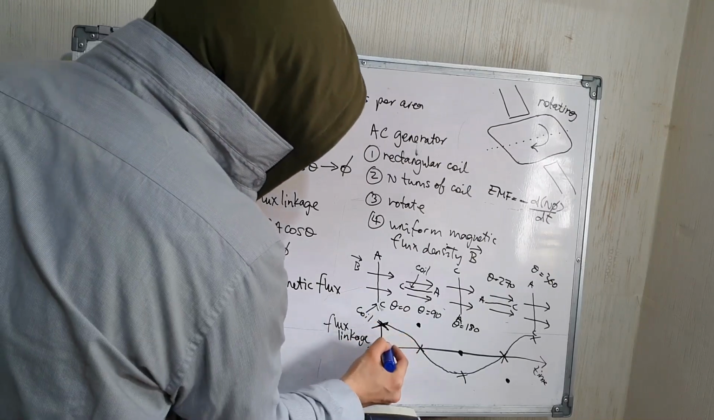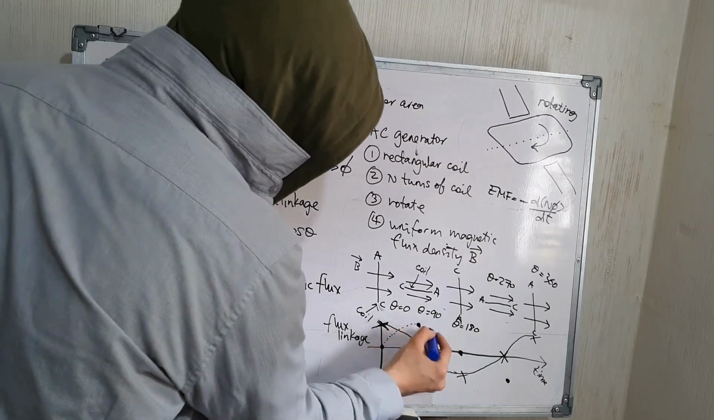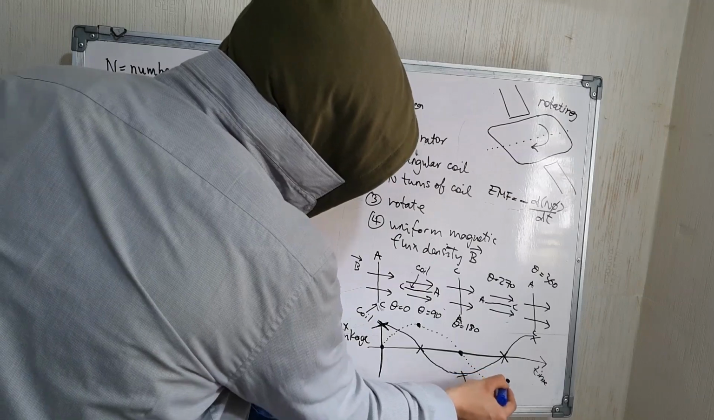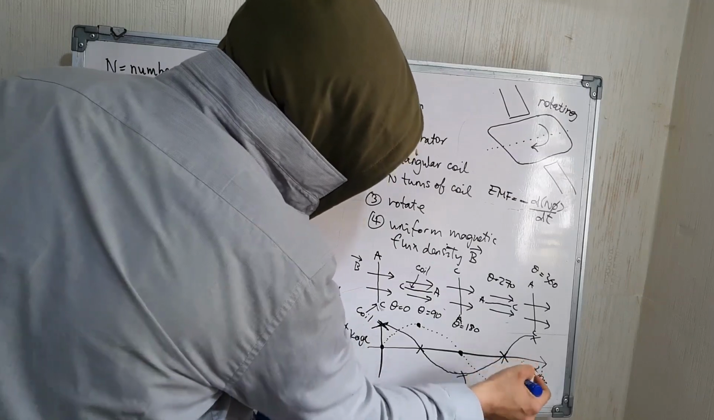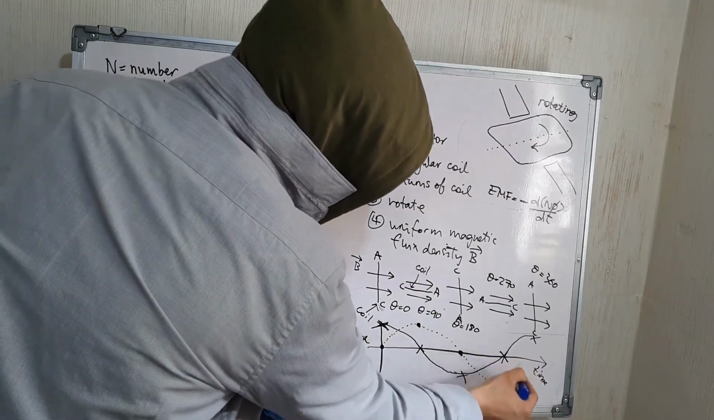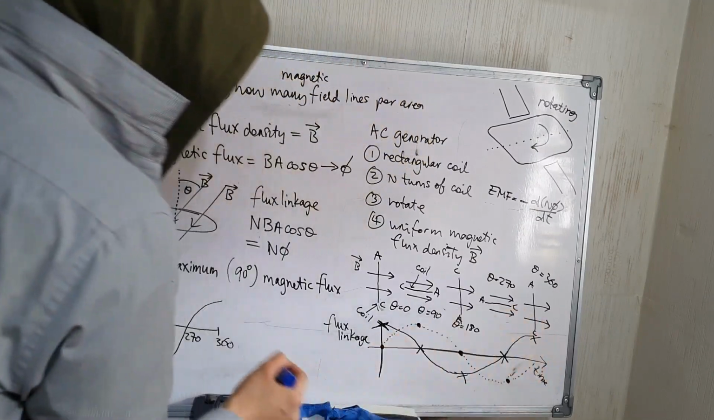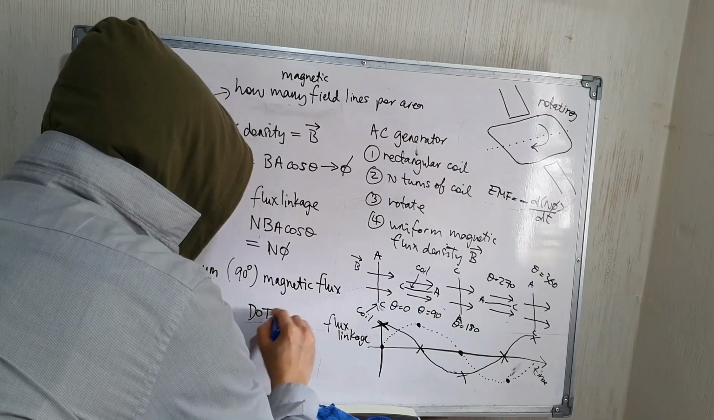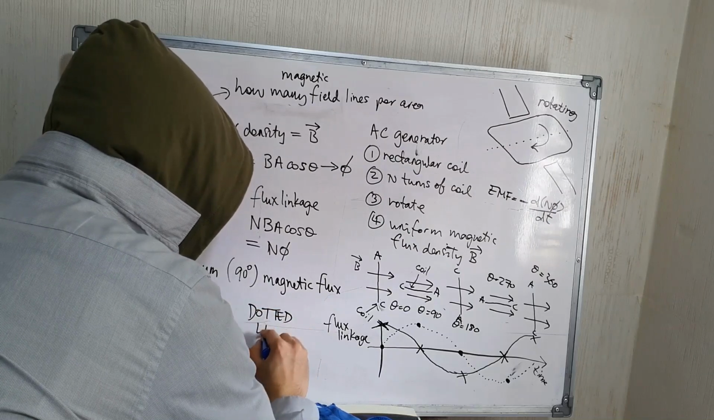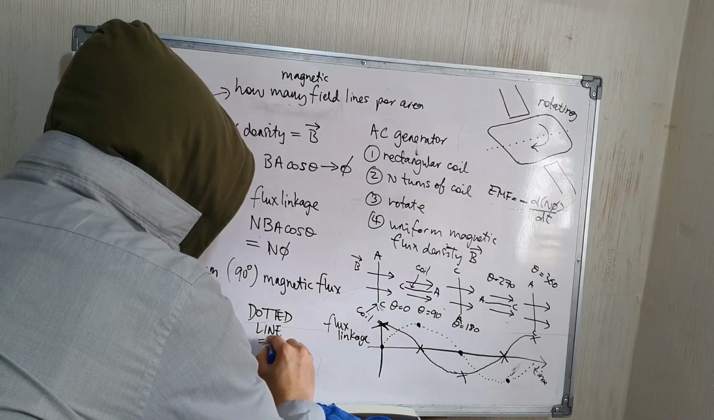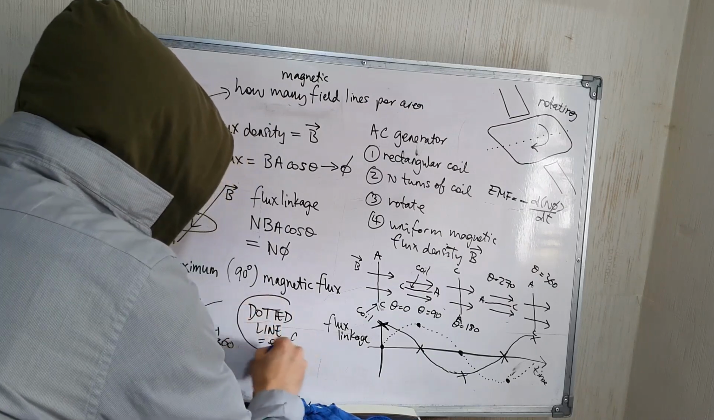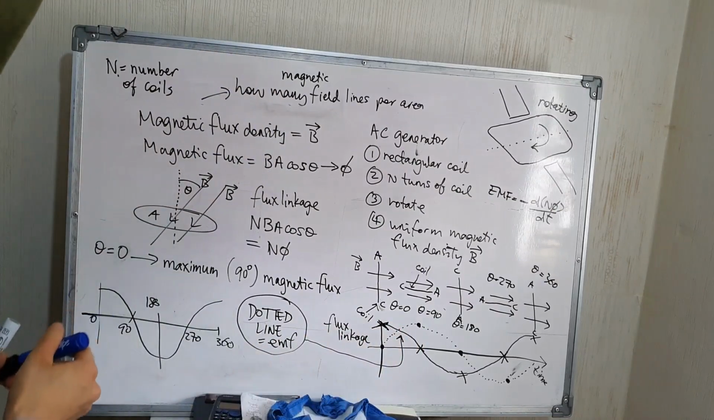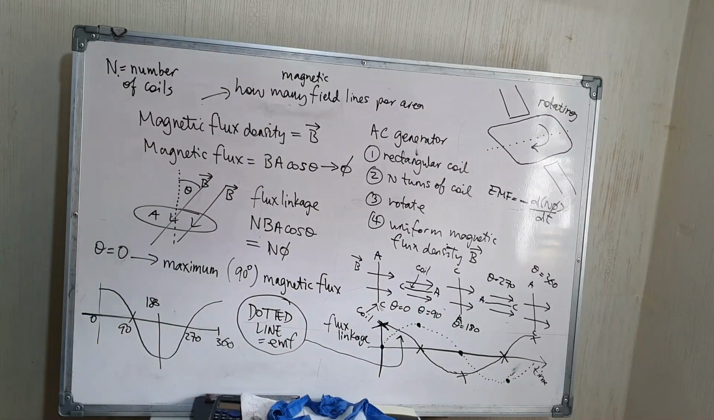If you were to draw a graph, the dotted line is the EMF, and the flux linkage is the solid line.